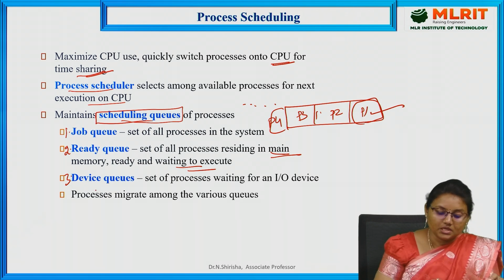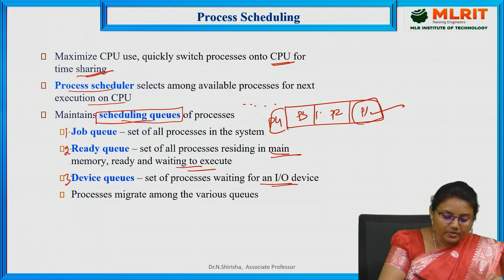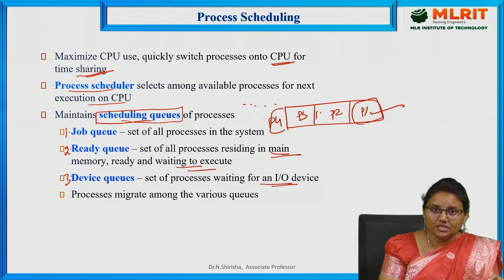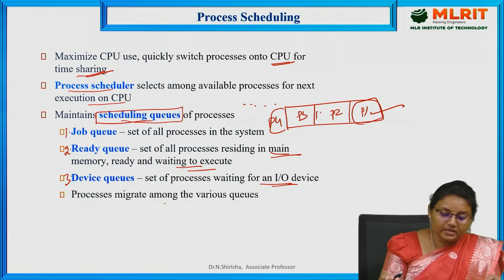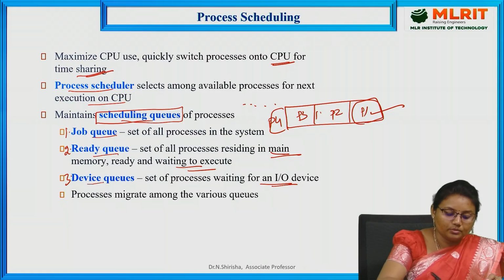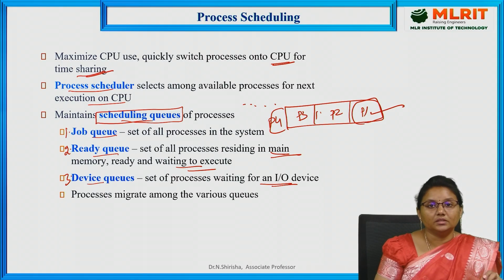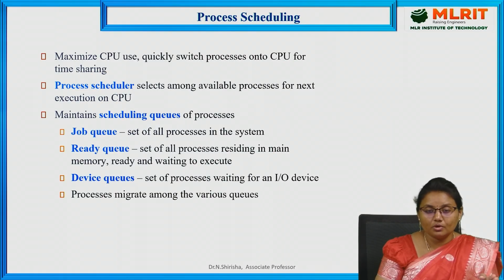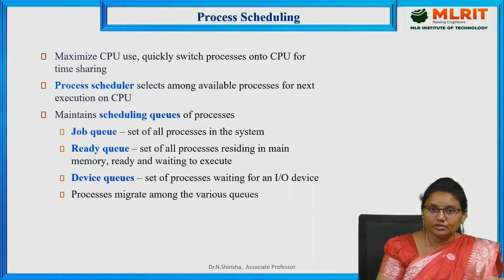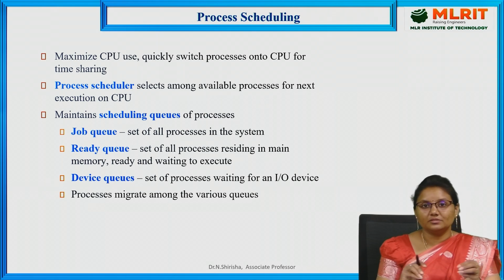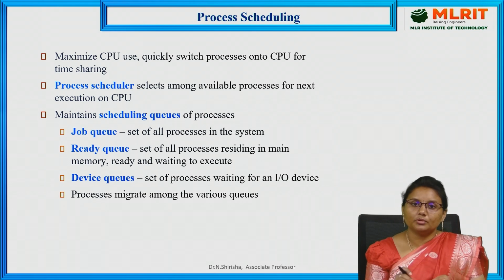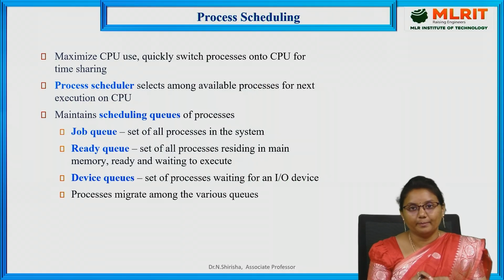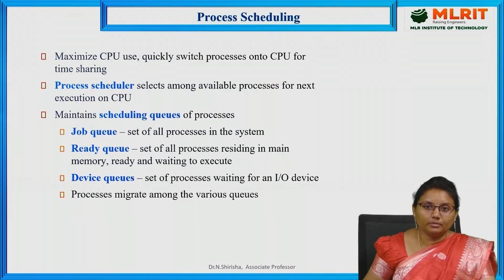Then device queues. The set of processes waiting for an IO device is nothing but a device queue. Then processes migrate among various queues. You have the job queue, ready queue and device queue. At times a process may be in the job queue, or in the device queue, or in the ready queue. Whenever it is in the ready queue, then the scheduler, which we call the dispatcher, dispatches it to the processor so that the process can undergo its execution and complete its job. So this is about process scheduling.